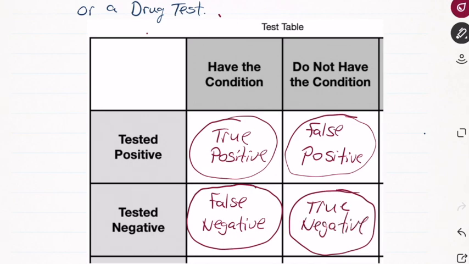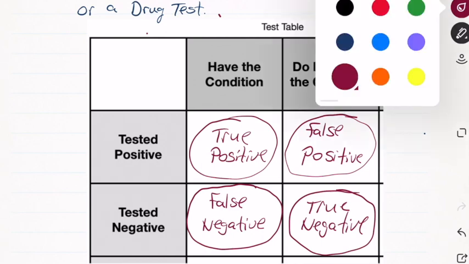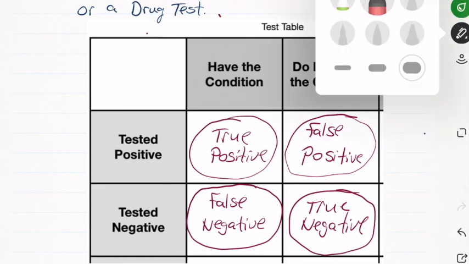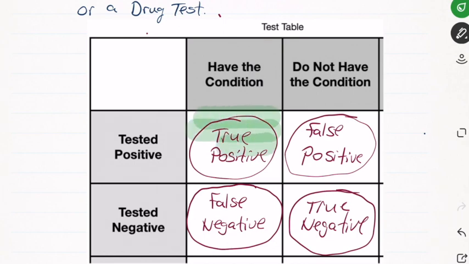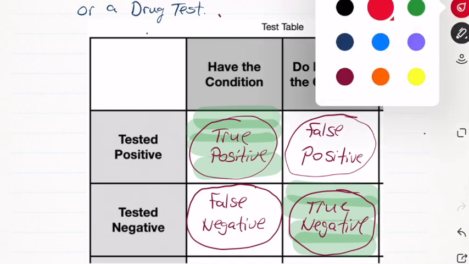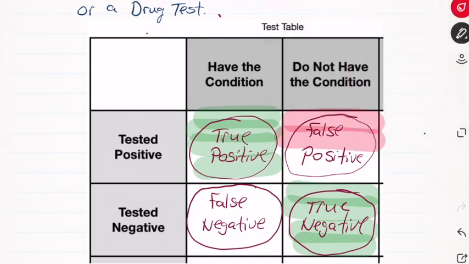In other words, you don't have the virus or you don't do drugs, and the test actually said you don't have the virus or you didn't do drugs. So the two areas which are good are the true positive and the true negative. The other two are what tests are trying to avoid, the false positive and the false negative, because they cause problems in many situations.